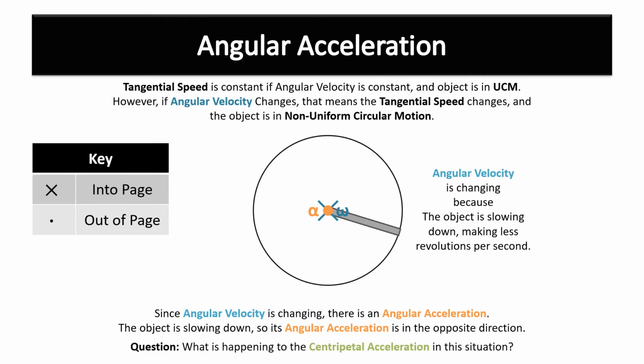So what is happening to the centripetal acceleration as you're slowing down? You could pause the video and think about that. That's a good question. Well, don't forget, we said the centripetal acceleration is equal to v squared over r. This equation's coming back in this unit, okay? So if your tangential speed is decreasing, what's happening to your centripetal acceleration? It's also decreasing. Interesting. Very good.